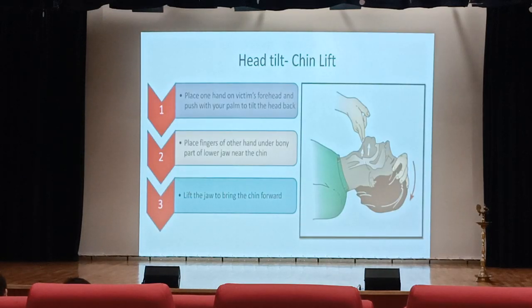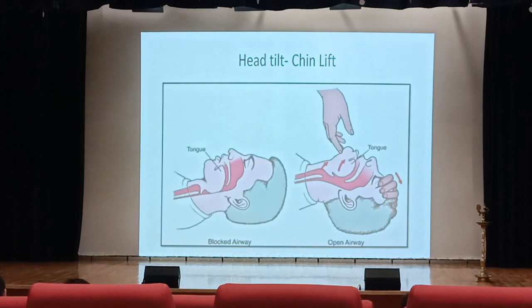So for head tilt and chin lift, there are 3 steps. First is place one hand on victim's forehead and push with your palm to tilt the head back. Second is place fingers of other hand under bony part of lower jaw near the chin. Third is to lift the jaw to bring the chin forward. So these are the 3 important steps of head tilt and chin lift maneuver which anyone can do.